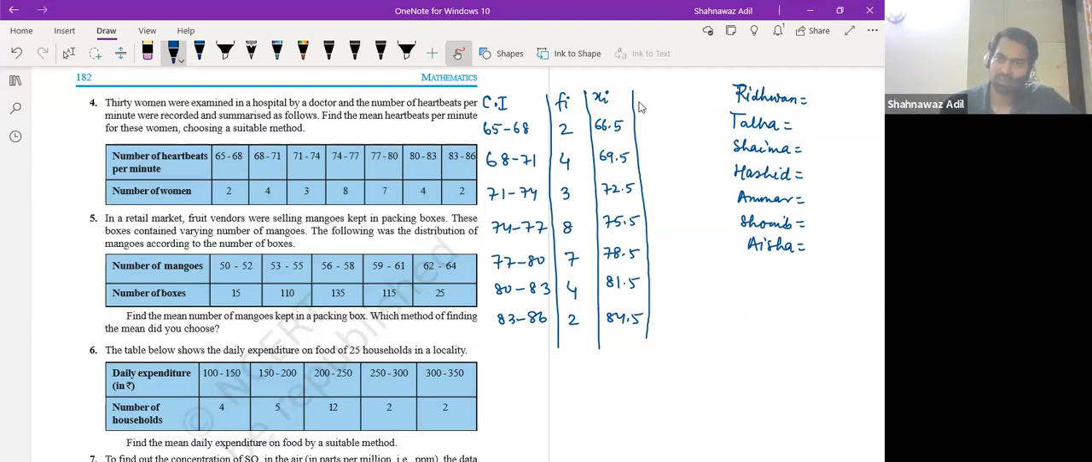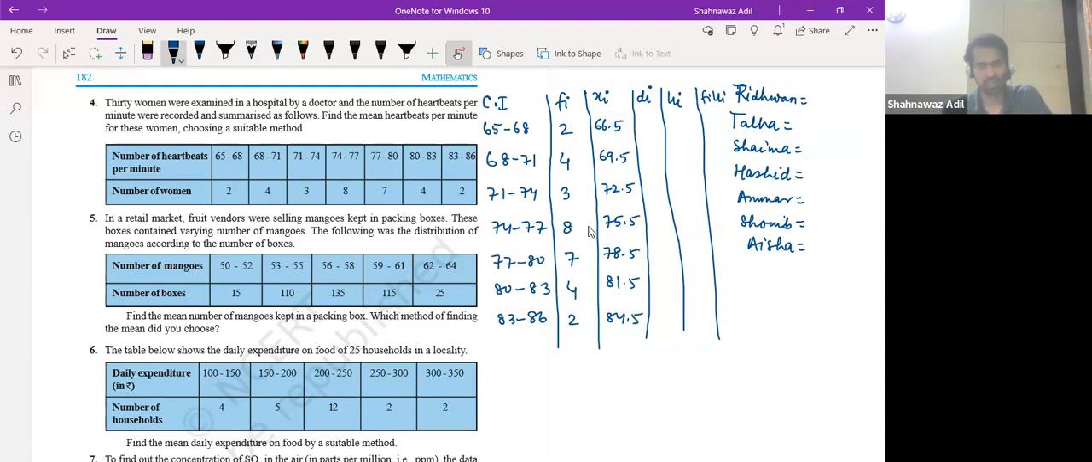Calculate DI, calculate UI, and then calculate FI, calculate FIUI. So these three you have calculated. And let's assume that this is A.